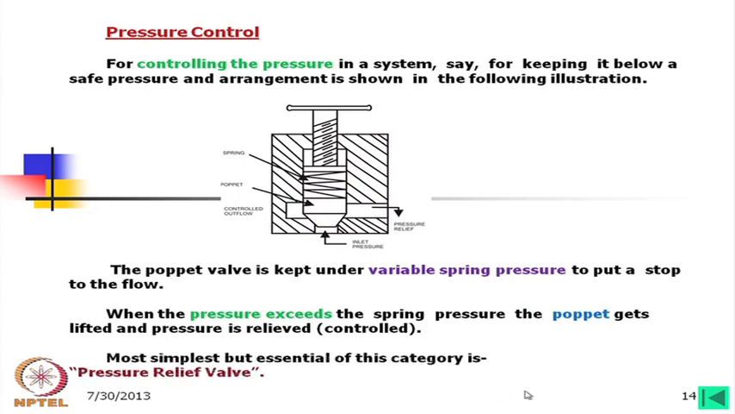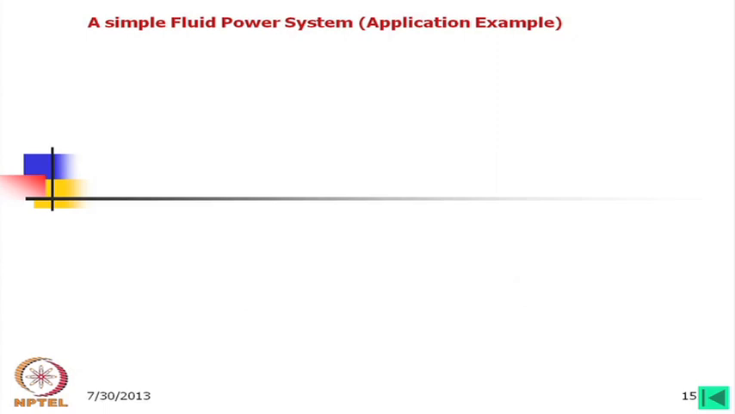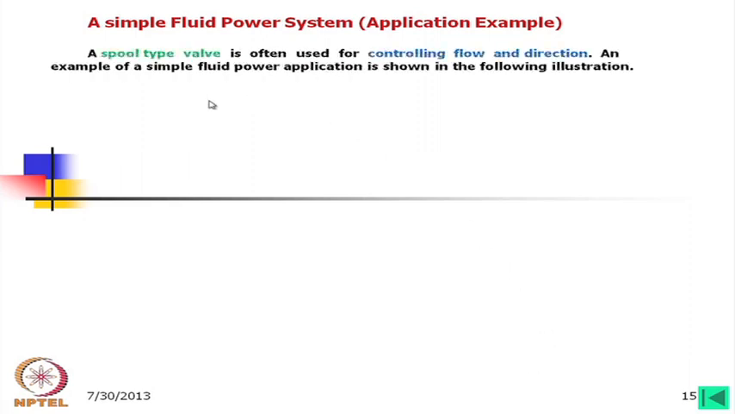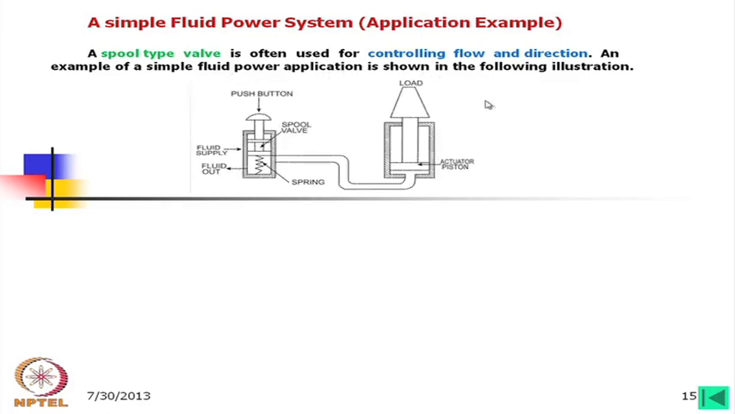Most simplest but essential of this category is pressure relief valve. In fact, the pressure relief valve is to be used in all fluid power systems for the purpose of safety. A simple fluid power system application example is that a spool type valve is often used for controlling flow and direction. An example of simple fluid power application is shown in the following illustration.